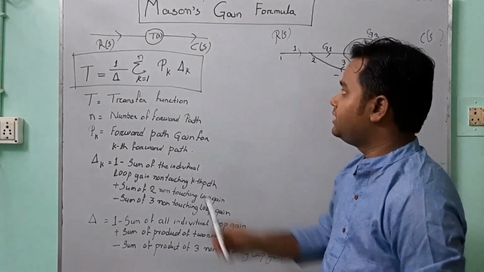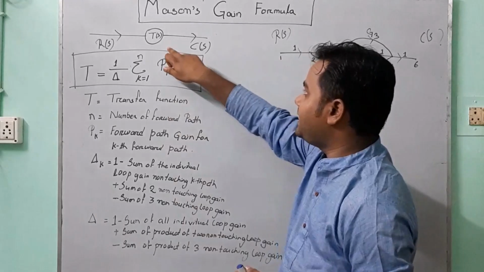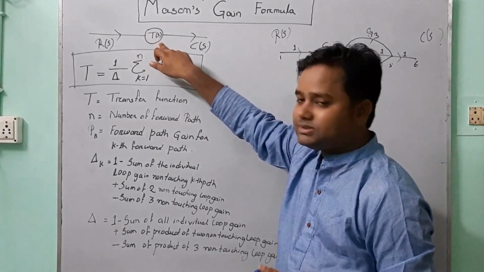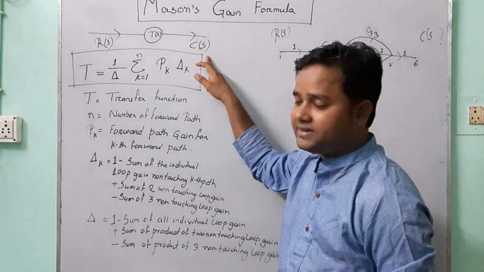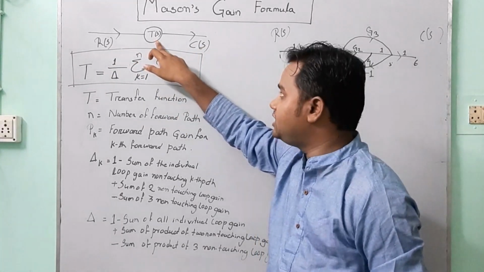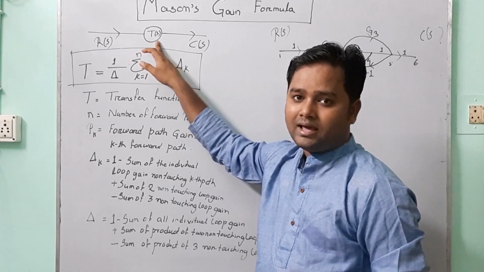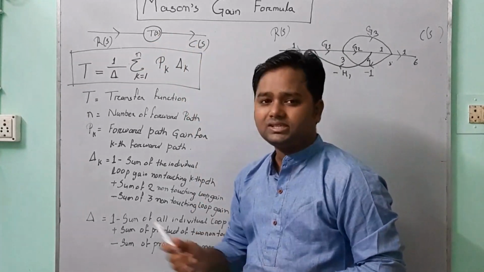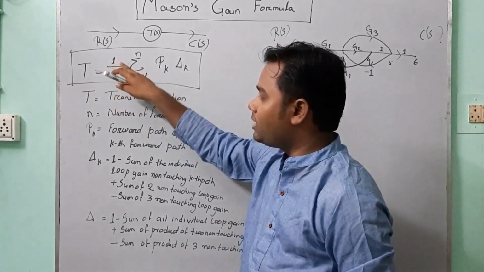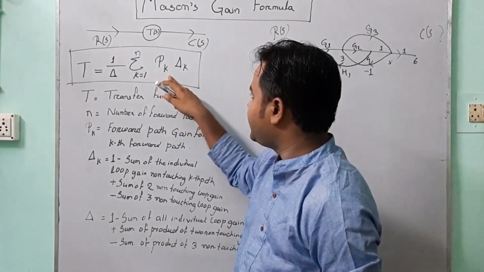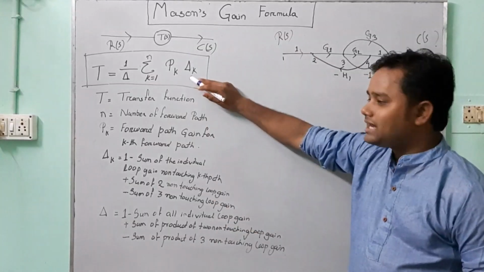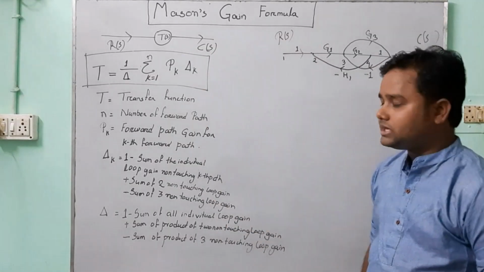Here, in a control system, T(S) is the transfer function. Input is given by R(S) and output is C(S). To find the transfer function T(S), the scientist Mason has given a formula: T = 1/Δ Σ (K = 1 to N) P_K Δ_K. We will describe this formula with a particular example.